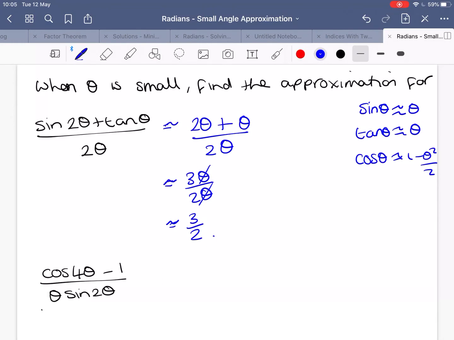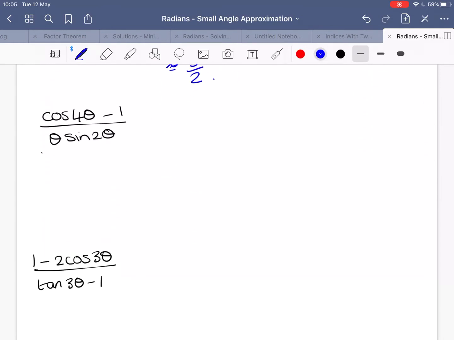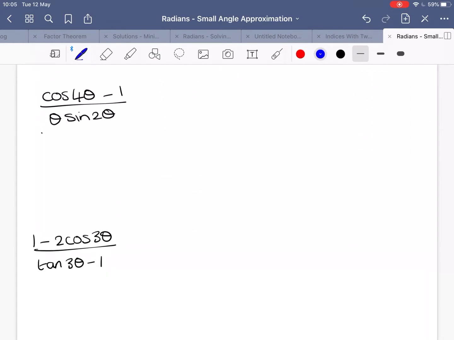And again, try it. Put a small angle in. Put a theta of 0.1 in your calculator, and you should get an answer that's really close. Right, cos is always a slightly more difficult one. And quite often I'll work out what cos 4 theta is on the side before I start. So it's 1 minus 4 theta all squared over 2. So that's going to be 1 minus 8 theta squared.